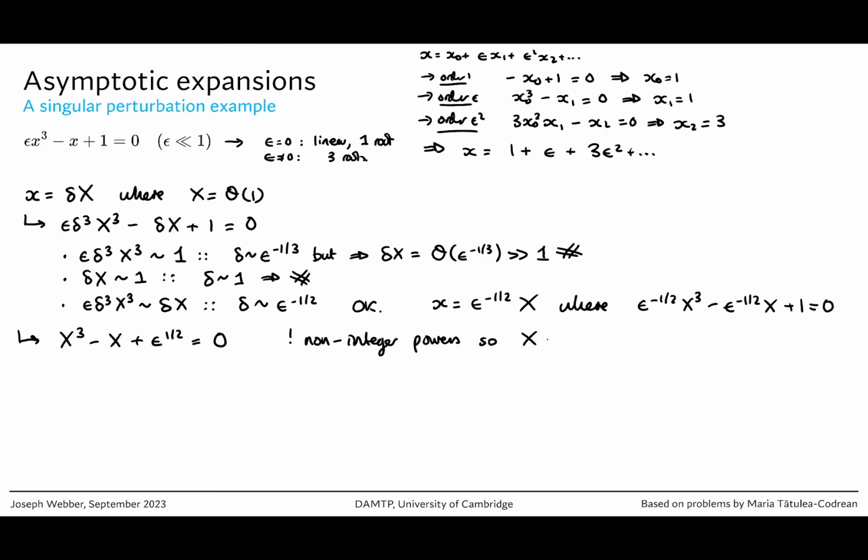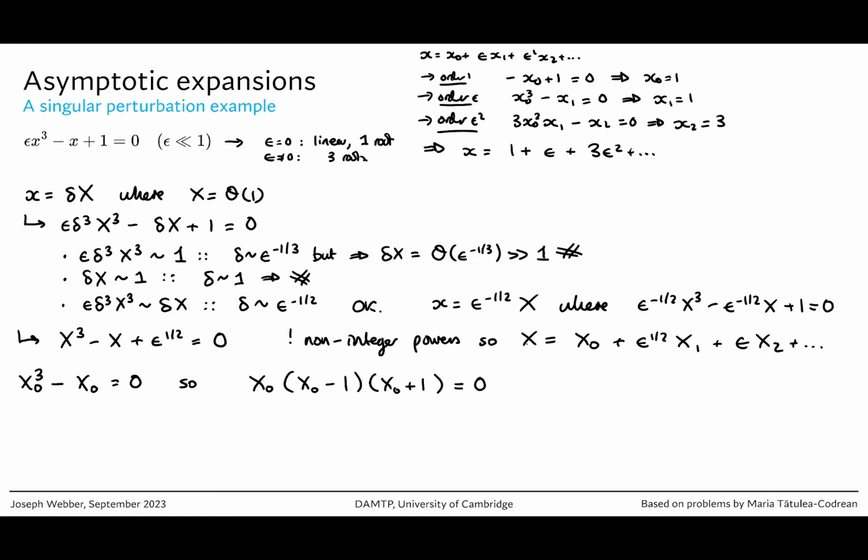So for capital X, we have to postulate a power series of the form X0 plus epsilon to the 1/2 X1 plus epsilon X2. We can't go up in integer powers anymore. We find these capital X0, X1 and X2 in exactly the same way as we did in the previous regular perturbation problem. Let's just find capital X0 for illustrative purposes. We have X0 cubed minus X0 equals 0. So X0 (X0 minus 1)(X0 plus 1) equals 0. Now remember that capital X is order 1, so X0 can't be 0.